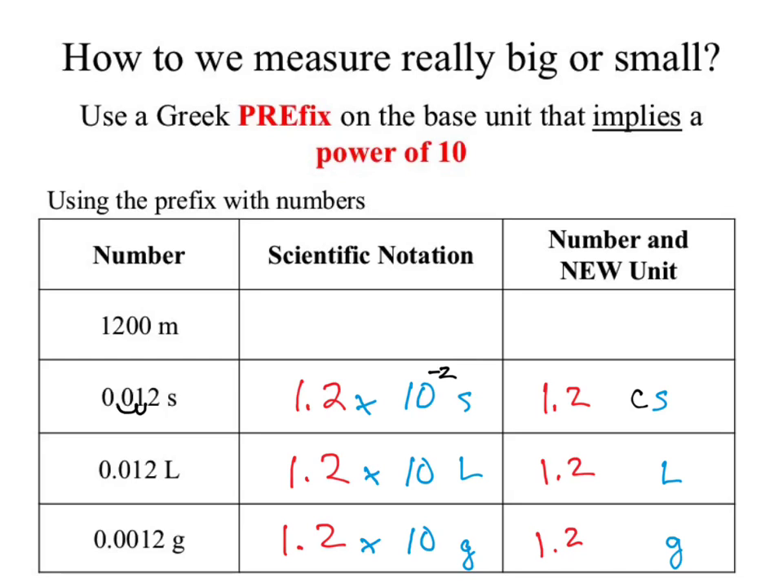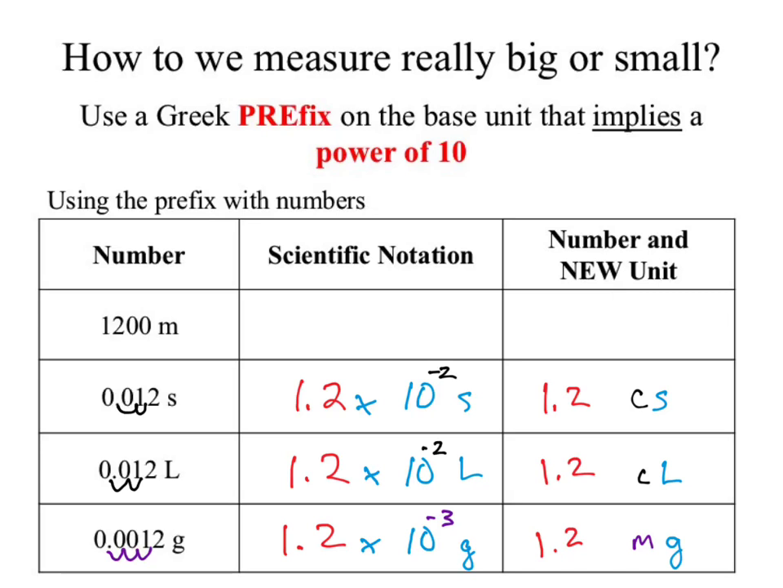Okay? I move to the next one. I shift the decimal place 2 locations. Okay, it's a small number, so negative 2. 10 to the negative 2 is centi, and I get centiliters. The last one, I've shifted the decimal place 3 locations, large or small? Small, and I end up with milligrams.